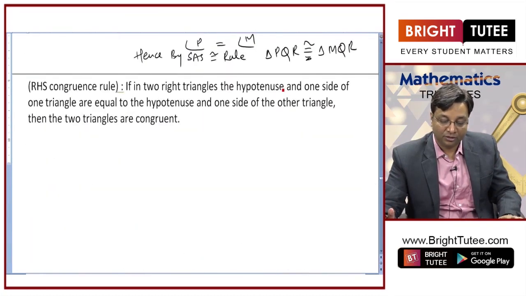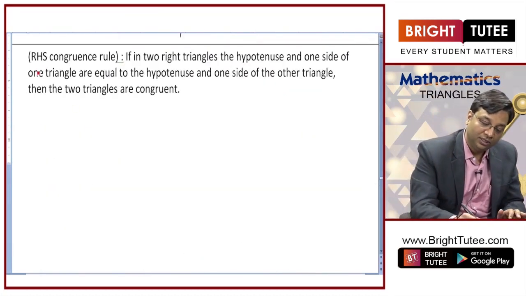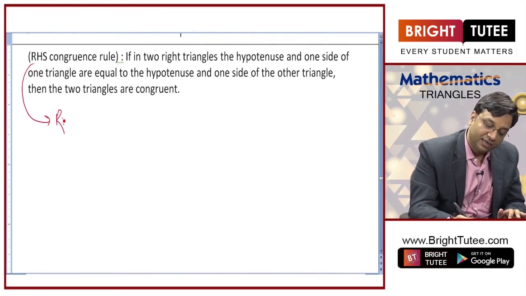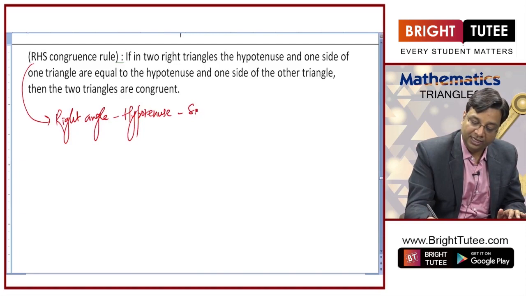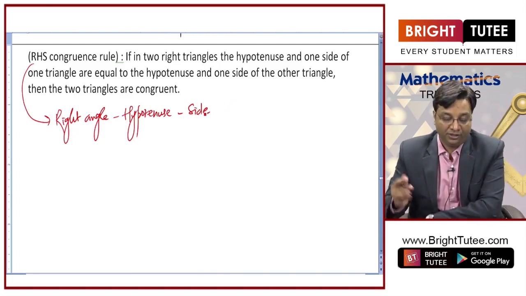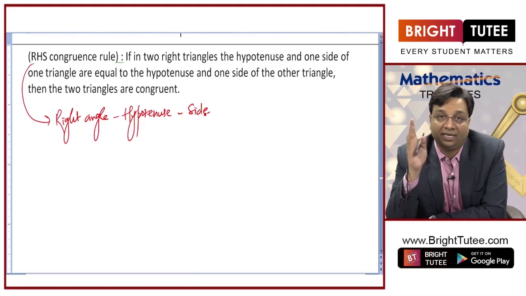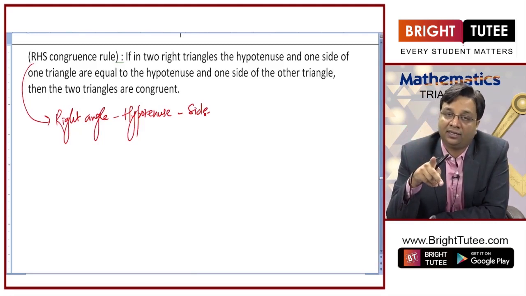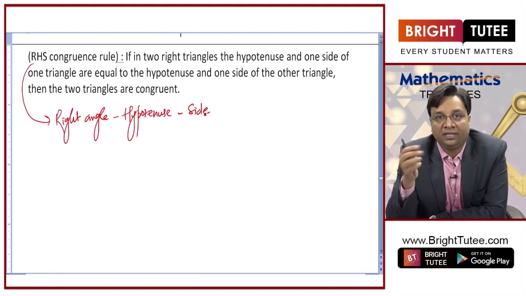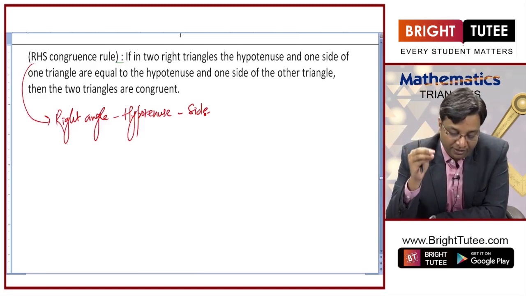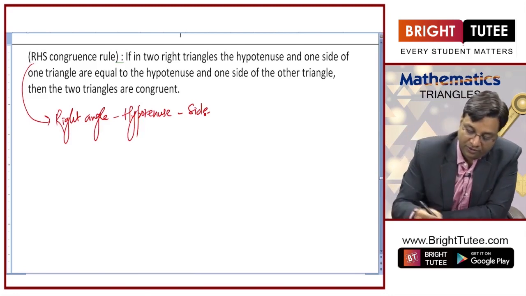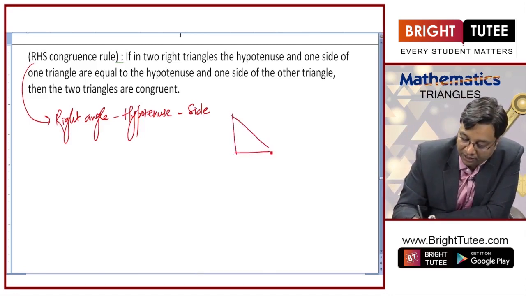Now let us study another rule, which is the RHS congruence rule. RHS means right angle, hypotenuse, side, right? So if in two triangles, these two triangles are right angle triangles, right? If in two right angle triangles, the hypotenuse and any side are equal to the hypotenuse and any side of the other triangle, then we will say that these two triangles are congruent. What I mean to say is, let us say we have got two triangles.